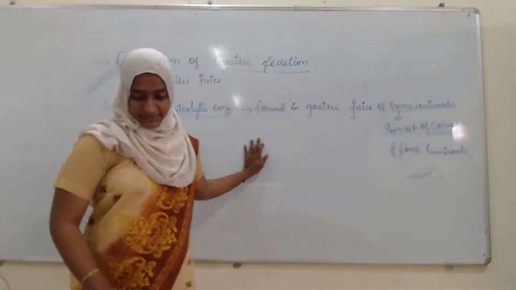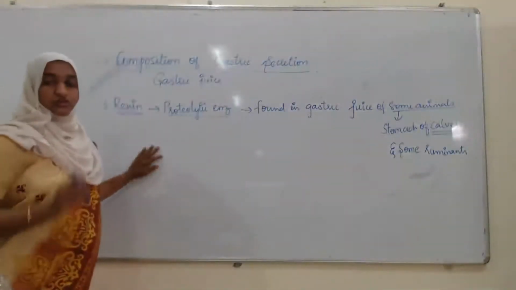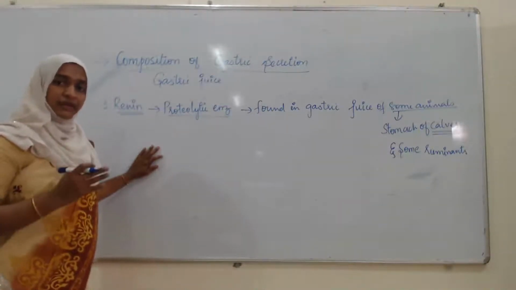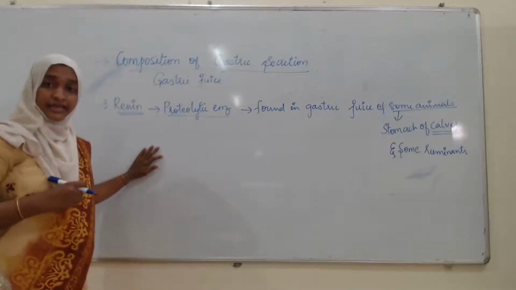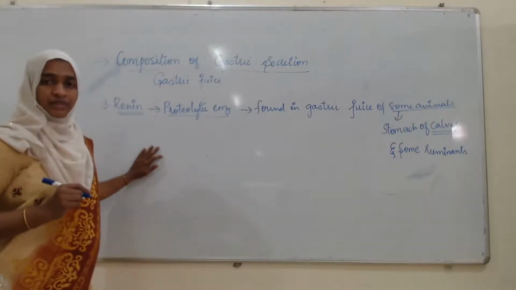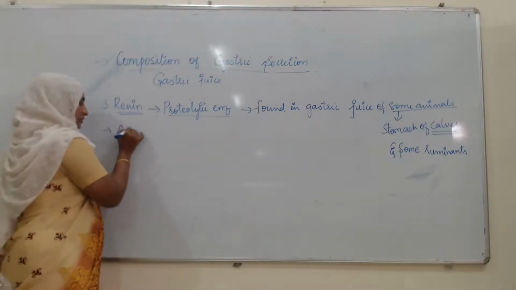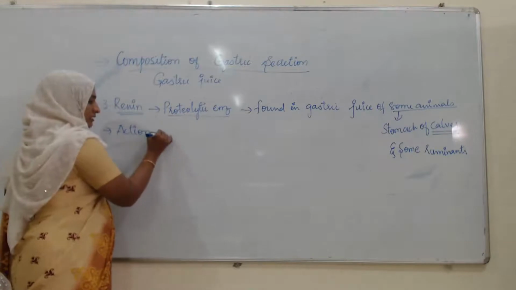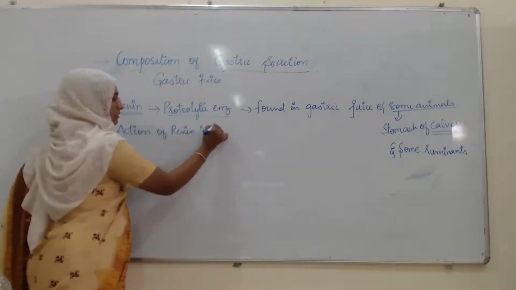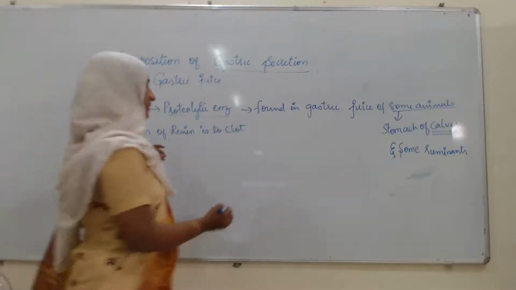The next thing here is that the action of renin is to clot the milk. What is the main purpose of the renin? What is the main function of the renin? That is to clot the milk. So here, the action of renin is to clot the milk.